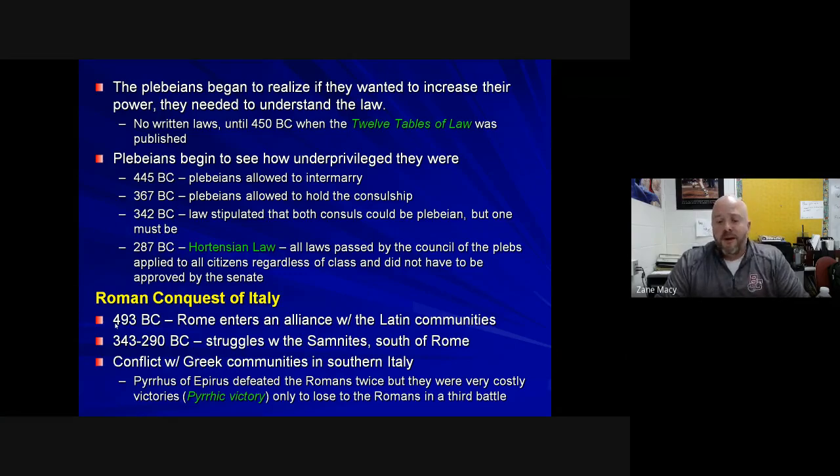Pyrrhus of Epirus ends up being defeated by the Romans twice, but in both cases, they were very costly wars for the Romans. And to this day, if you ever hear somebody make reference to, they got what they wanted, but it was a Pyrrhic victory, it means that, yes, I won, but in the grand scheme of things, I paid a higher price, or I lost more than I gained in victory. The Romans did end up gaining land, but they lost thousands of troops in the battles with the armies of Epirus.